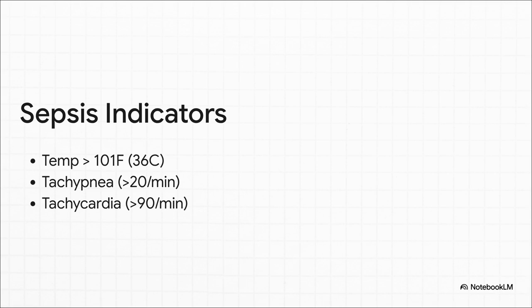Well, you're scanning for a body temperature of 101 degrees Fahrenheit, tachypnea over 20 breaths per minute, tachycardia over 90 beats per minute, and the administration of broad-spectrum antimicrobials. It's also super vital to understand the evolution of sepsis definitions.